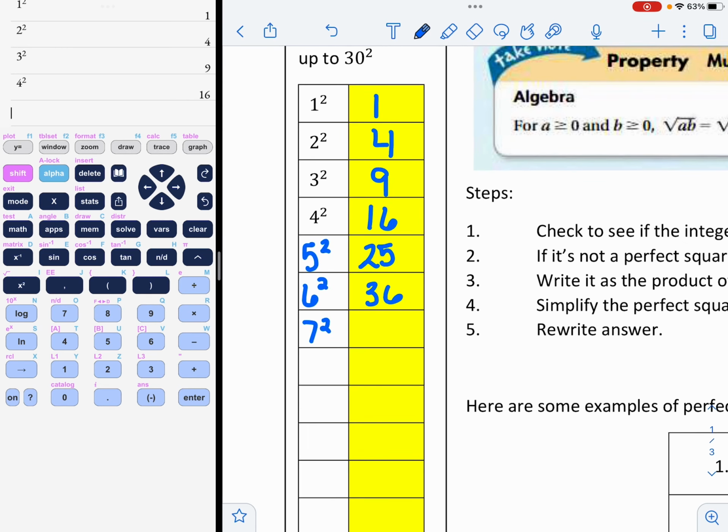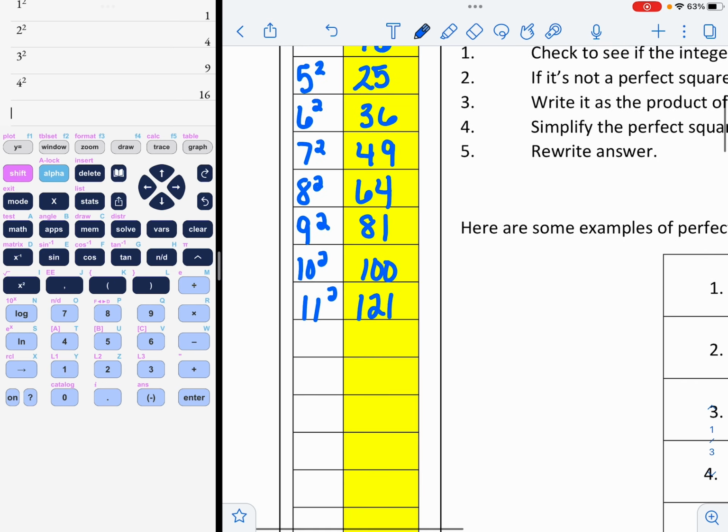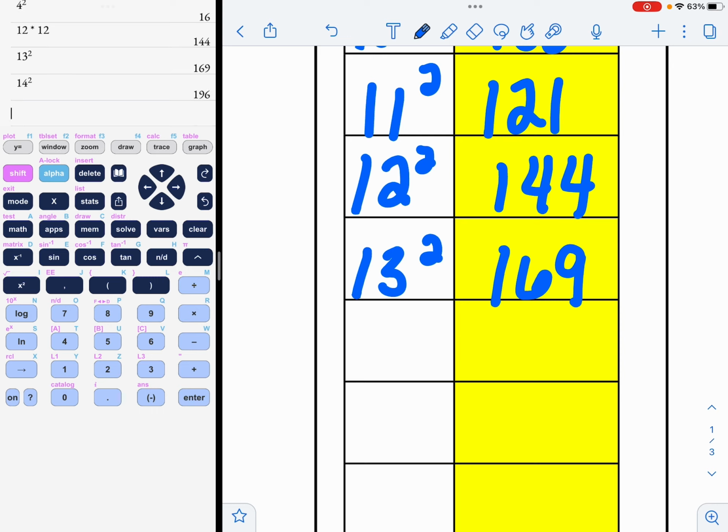7 squared is 49. And you can use your calculator if you want to pause the video and fill this in on your own. I have them memorized up to a certain point. Like I know 10 squared is 100. I know 11 squared is 121. And now, if you want to do it the long way, it's like 12 times 12. That's the same as 12 squared. So 12 squared is 144. You've already done these in previous classes, which is why I'm not teaching you how to do it the long way. And then 14 squared is 196.